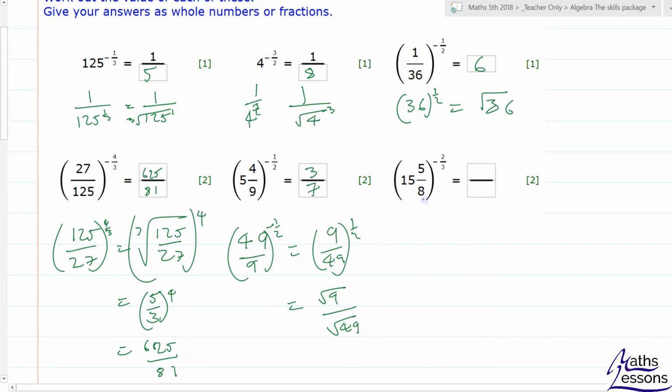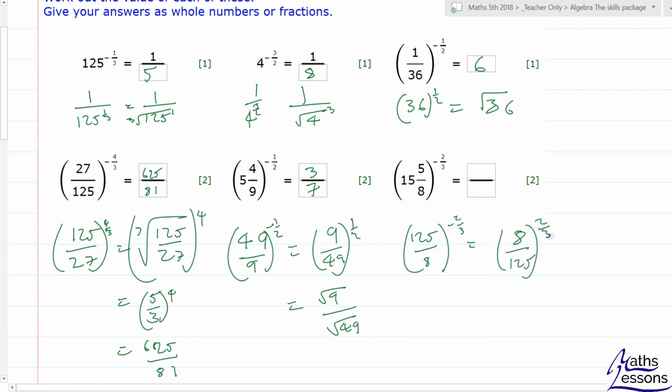Let's do the same again here. 15 times 8. 8 times 10 is 80. 8 times 5 is 40. There's 120, plus 5 is 125. Over 8. And if you didn't do it that quickly, that means you need to practice your mental arithmetic. Go on to mental arithmetic apps and speed it up. So do the minus. Let's flip it.